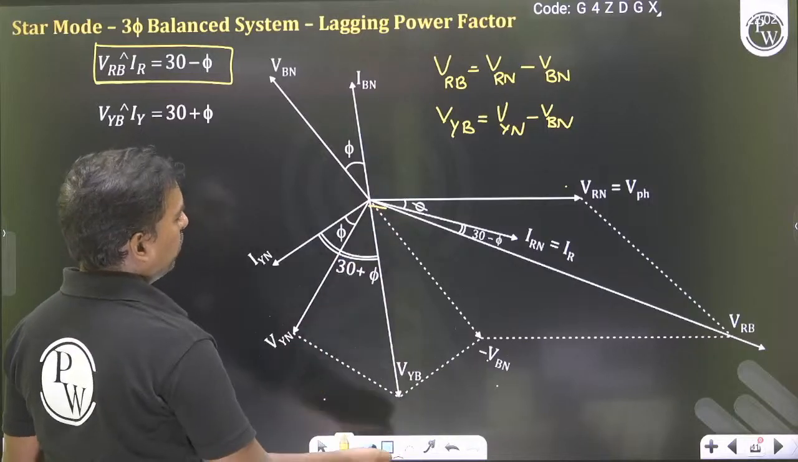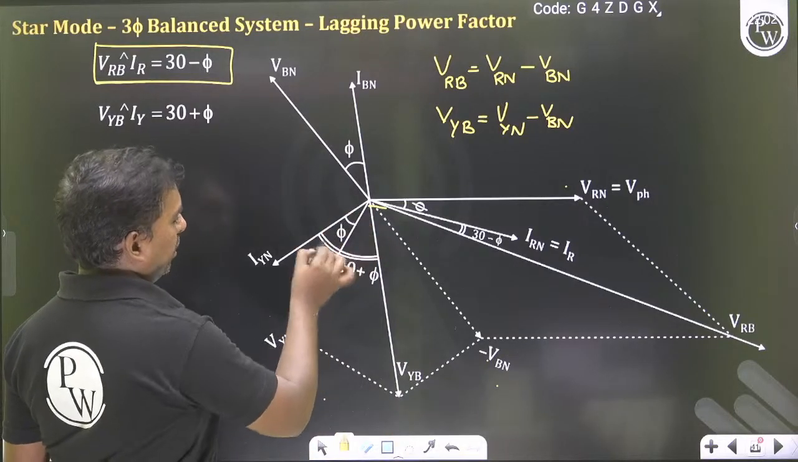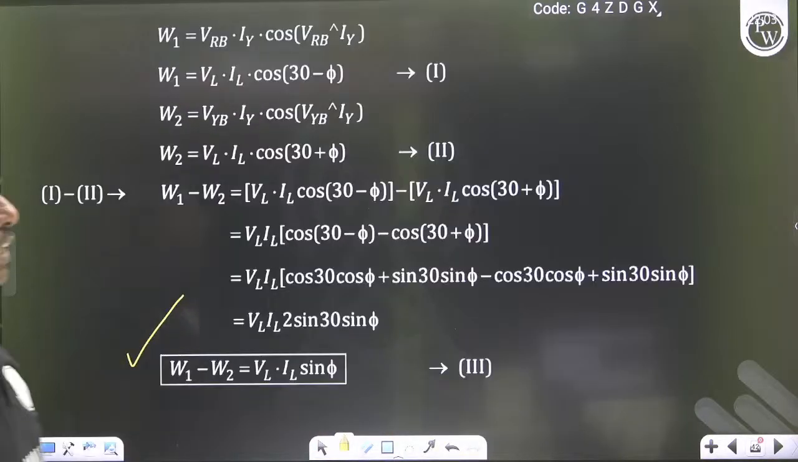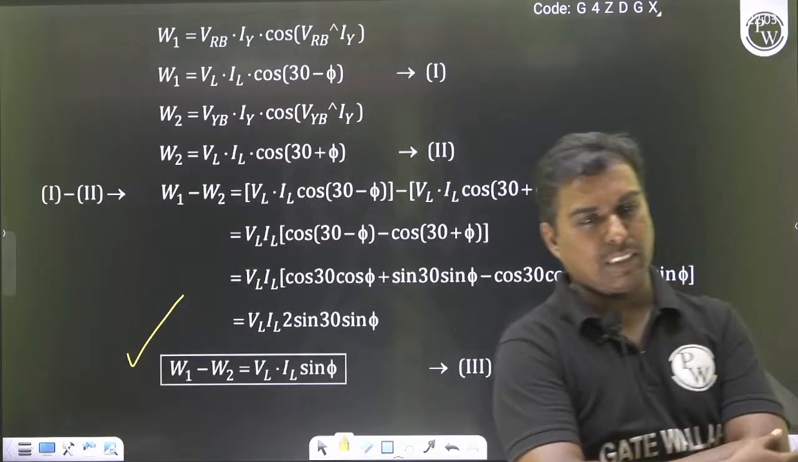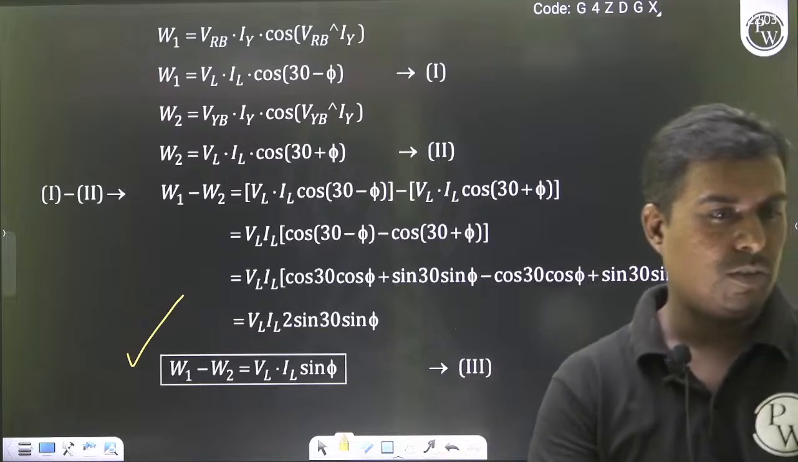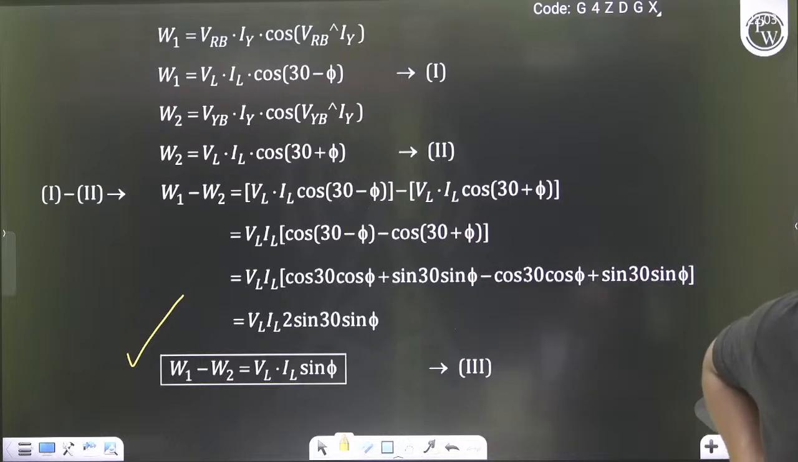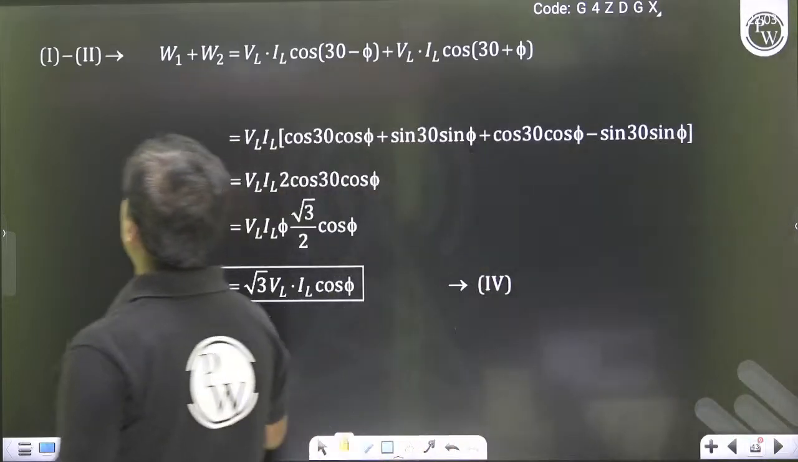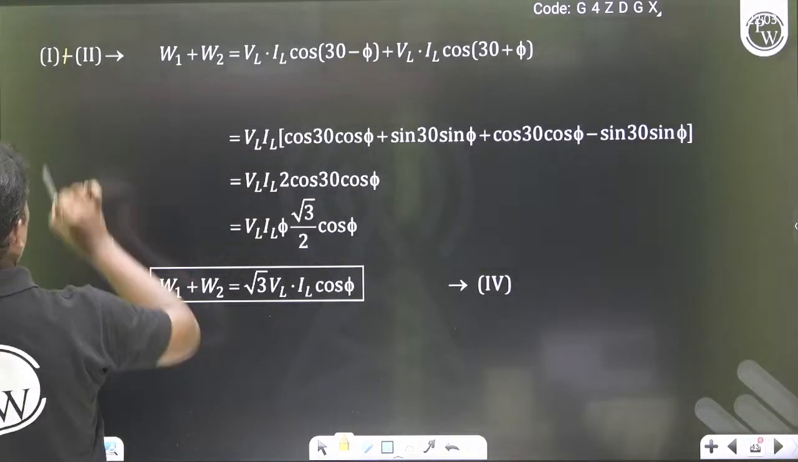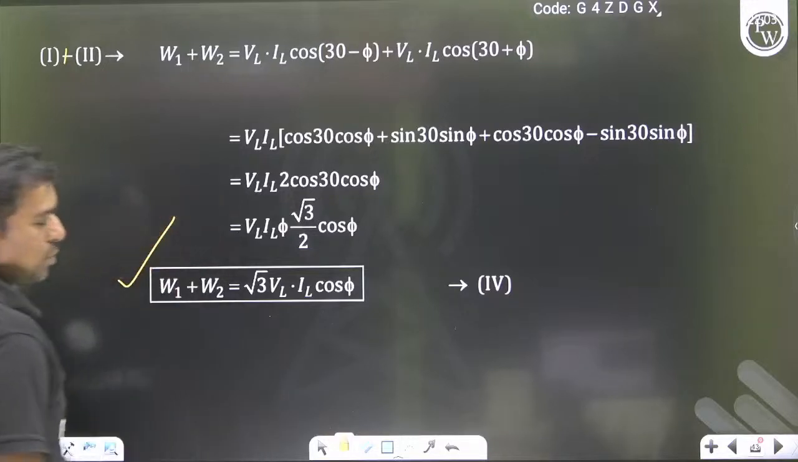So if you see now, this is exactly 30 plus phi. एक कनेक्शन फेज में कॉमन होना चाहिए. सो 2 वाटमीटर से आप मेजरमेंट कर सकते हैं. ओके, चलो. सो W1 और W2 मिलेगा. नेक्स्ट W1 प्लस W2 मिलेगा. सो 2 एक्सप्रेशंस आ गया.